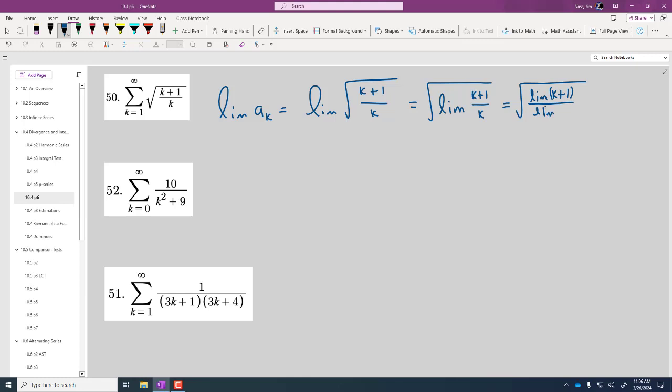We never write all these steps down, but then we get infinity over infinity, and then we use L'Hopital's rule. Long story short, we get 1. K over k plus 1, the derivative of that is 1, the derivative of that is 1, the limit is 1. That is not equal to 0, therefore diverge. So the divergence test: if the limit of a sub k is not 0, it must diverge. No other choice.